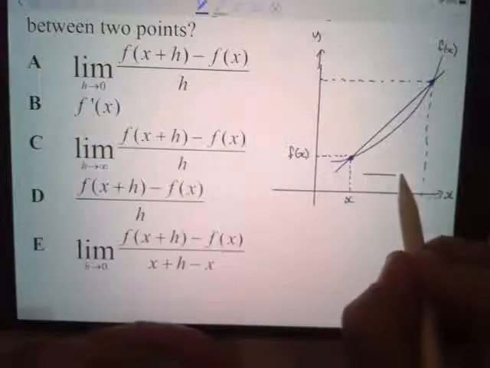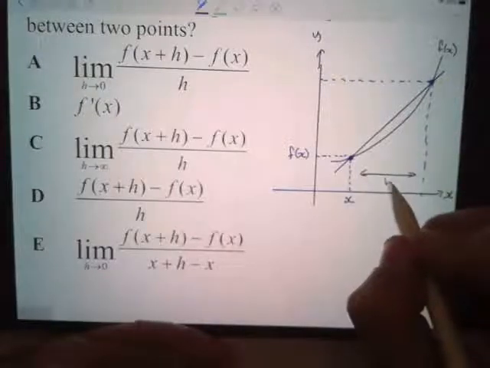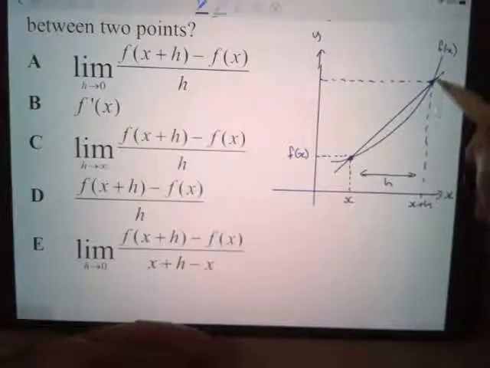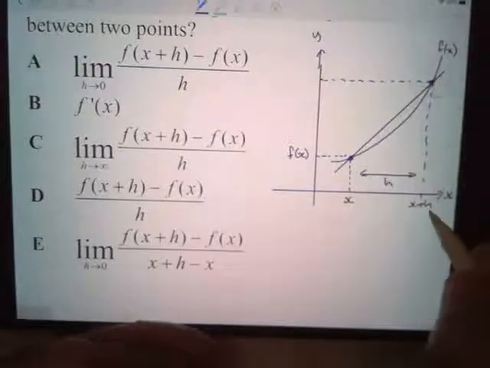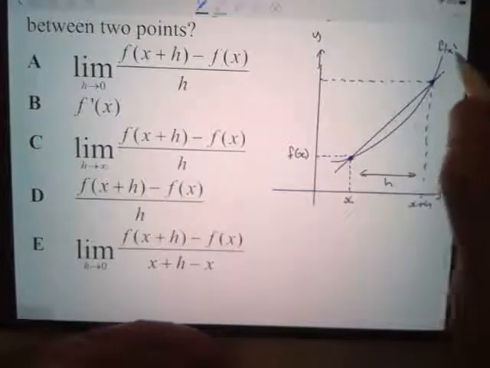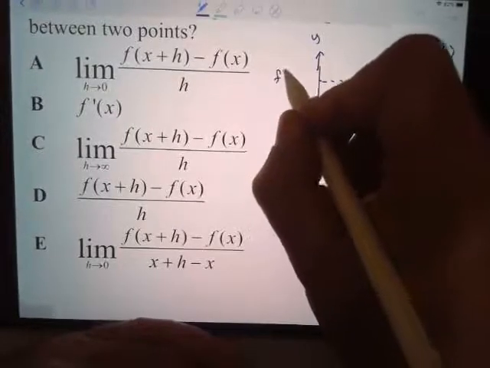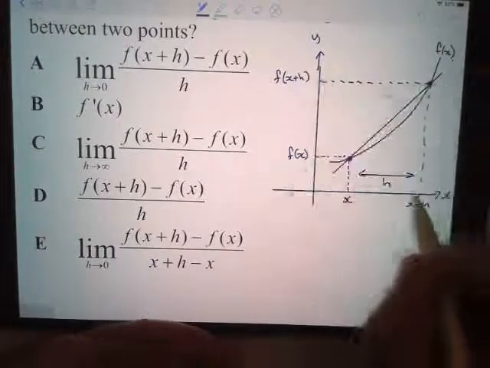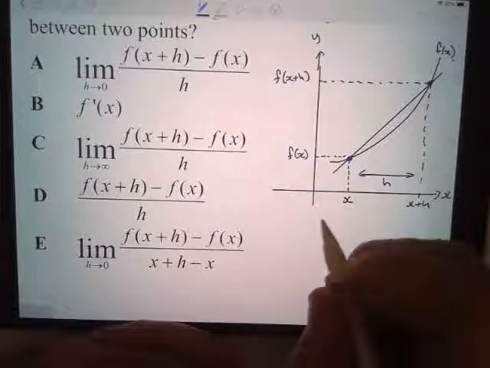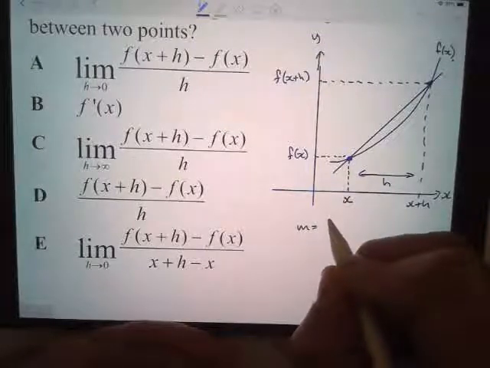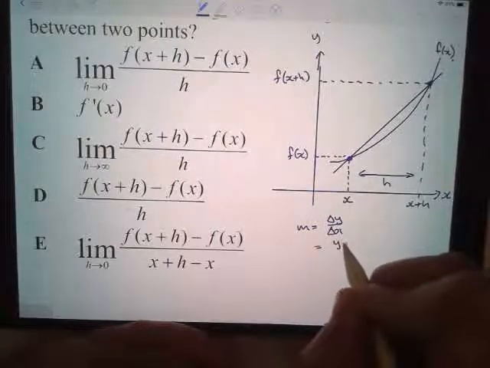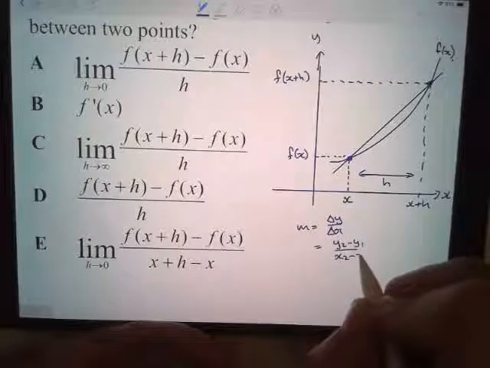If I go a certain distance away from x and I call that h, then my new point will be x plus h. To find my y value at this point, I have to substitute x plus h into my equation, so my y value is f(x+h). Now, if I want to find the gradient between 2 points, I know that the gradient equals the change in y over the change in x. In other words, we have (y2 minus y1) over (x2 minus x1).